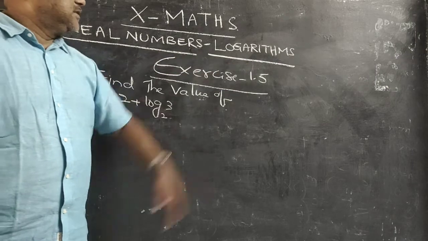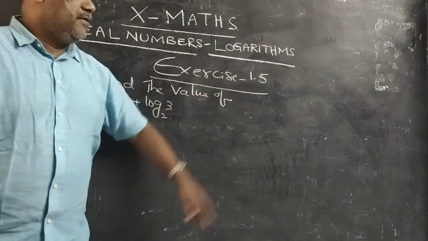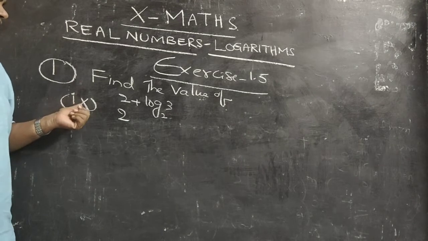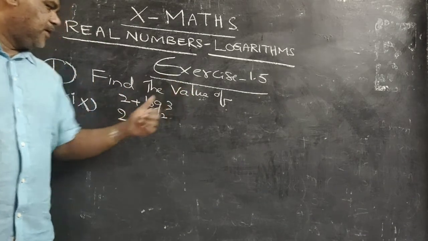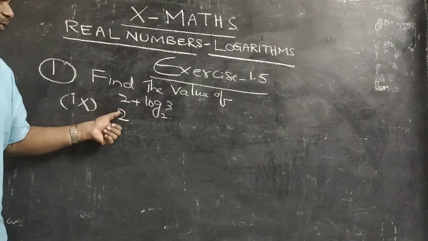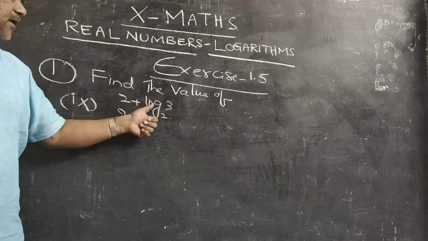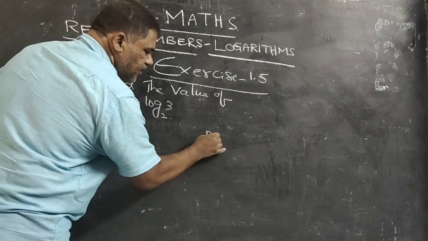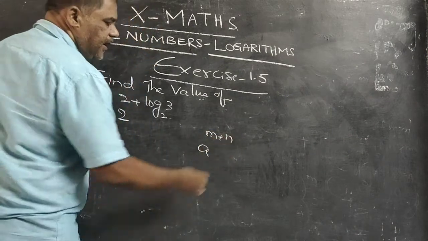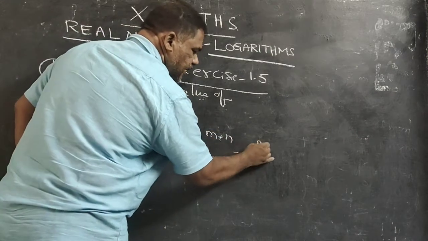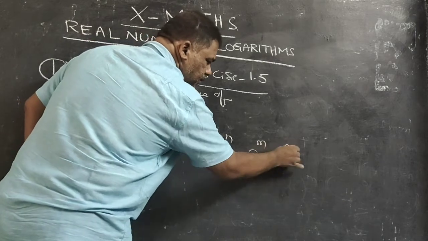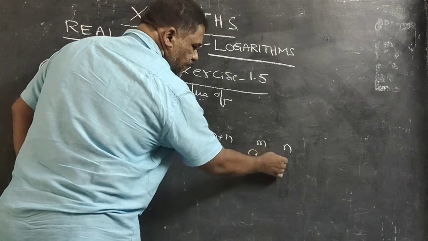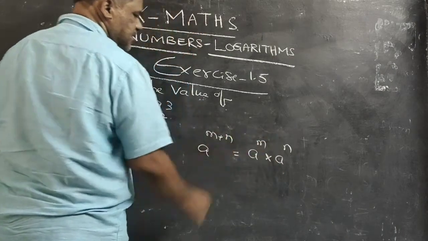So in Real Numbers, logarithms topic, exercise 1.5, we started. In that first problem we completed the first 8 bits. So the ninth one is very important. Find the value of 2 to the power (2 plus log 3 base 2). This is in the form of a to the power m plus n. A to the power m plus n is nothing but a to the power m into a to the power n. When bases are same and multiplication is there between them, then we should add the powers.